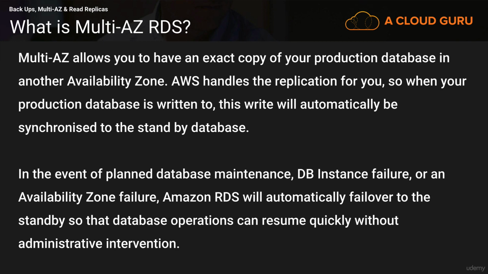So multi-AZ allows you to have an exact copy of your production database in another availability zone. AWS handles the replication for you, so when your production database is written to, this write will automatically be synchronized to the standby database. And then in the event of a planned database maintenance, DB instance failure, or an availability zone failure, Amazon RDS will automatically fail over to the standby so that the database operations can resume quickly without administrative intervention. You don't need to go in and change the connection strings or anything like that. It's going to happen for you automatically.